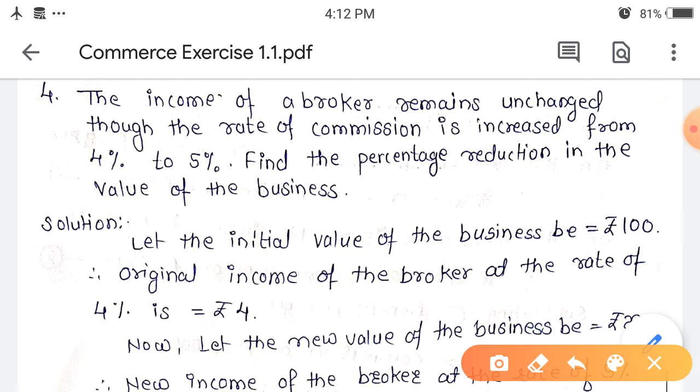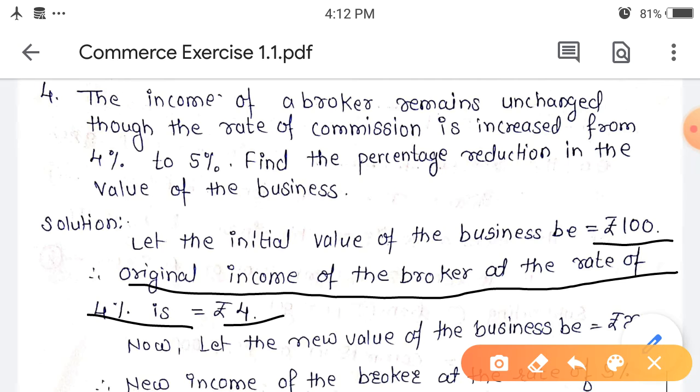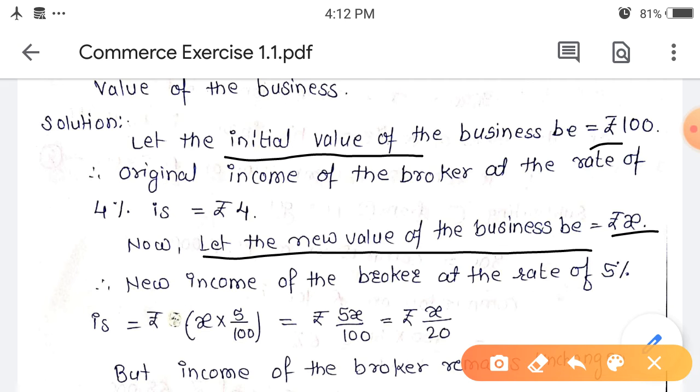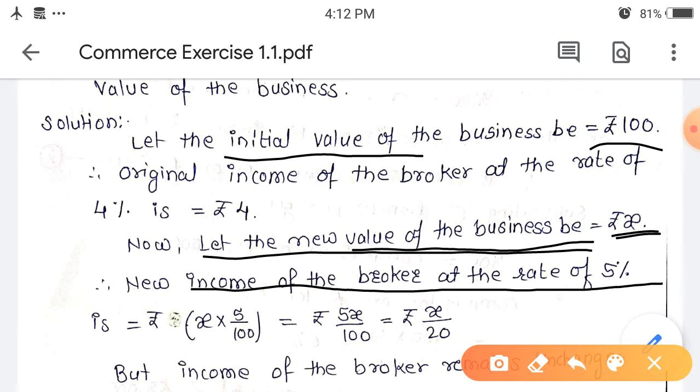So we'll consider the initial value of the business to be rupees 100. So the original income of the broker at the rate of 4% is rupees 4, isn't it? 4% of 100 means how much? 4 rupees. Now the new value of the business be rupees x. This is the initial value; we'll consider here 100 and the new value we'll consider x. The new income of the broker at the rate of 5%. So 5% of x will be 5x upon 100, that is x upon 20.